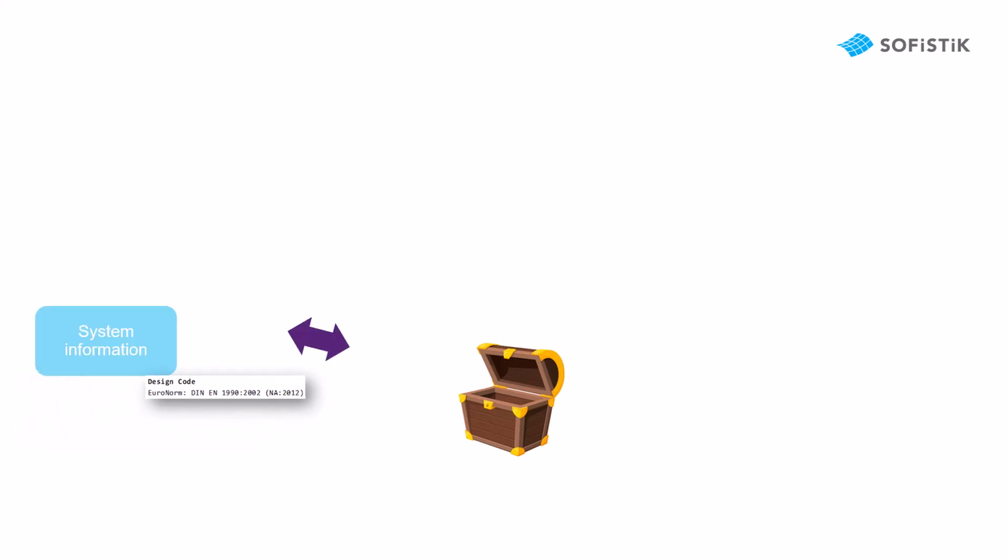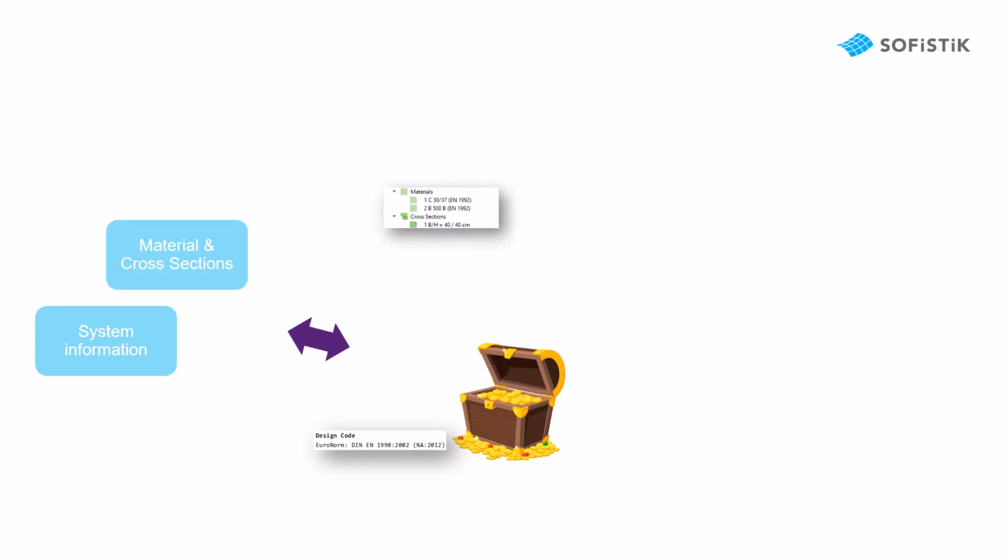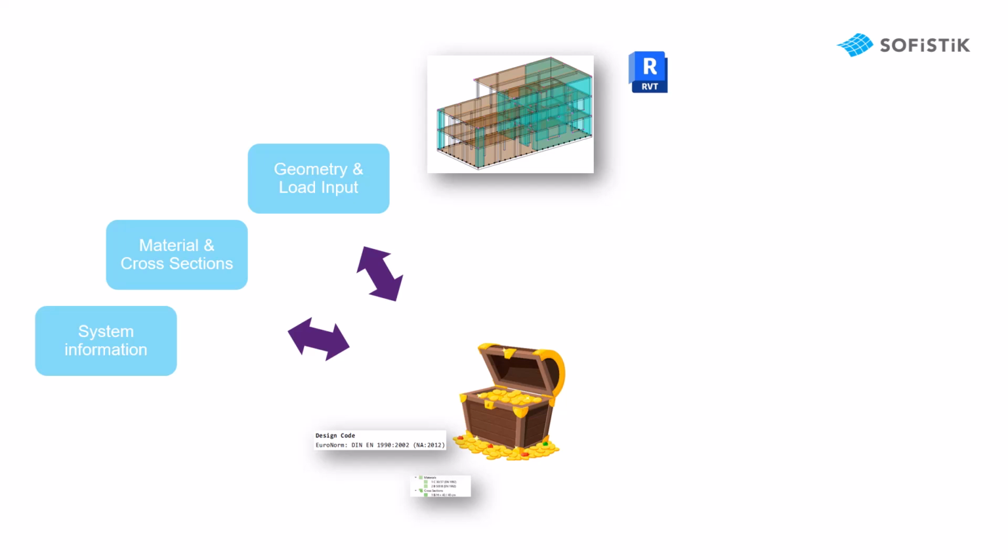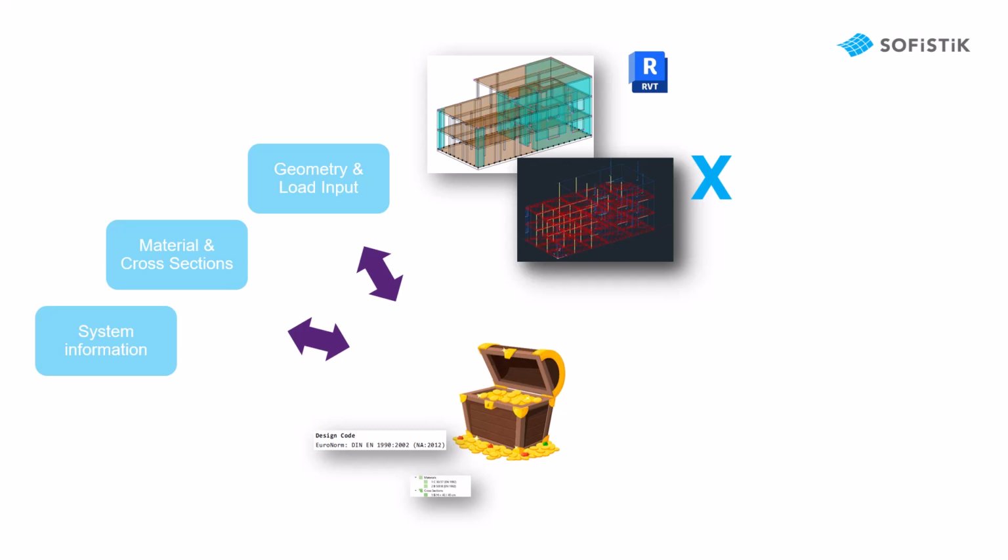First, we define general system information, such as the governing design code. Next, we define materials and cross-sections, followed by the geometry together with its loads. In this project, we completed these steps inside Revit. Alternatively, the same model could be created in the traditional SOFi+ environment without using the BIM platform.